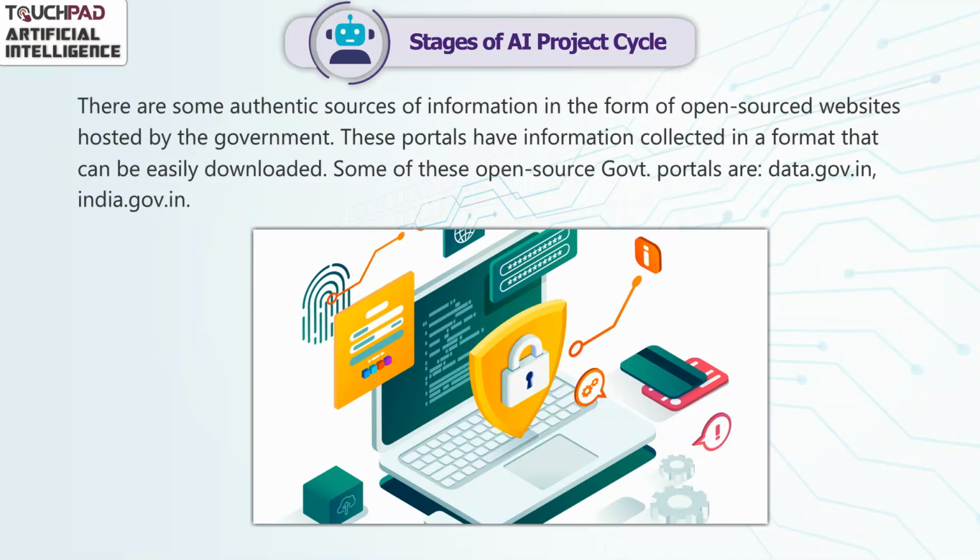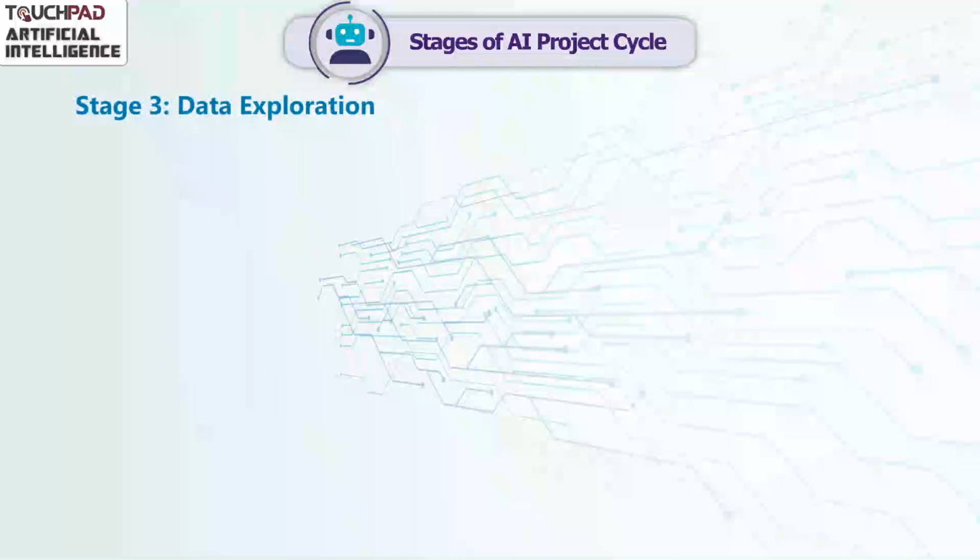There are some authentic sources of information in the form of open-source websites hosted by the government. These portals have information collected in a format that can be easily downloaded. Some of these open-source government portals are data.gov.in, india.gov.in.